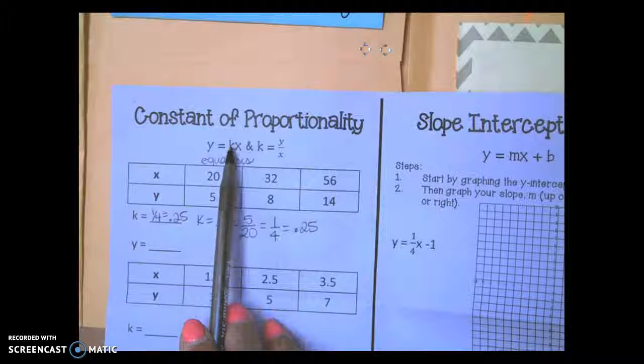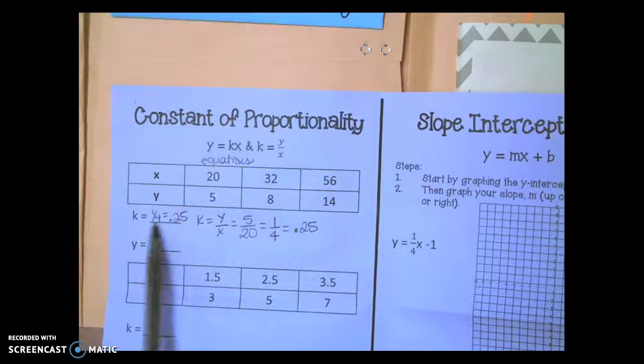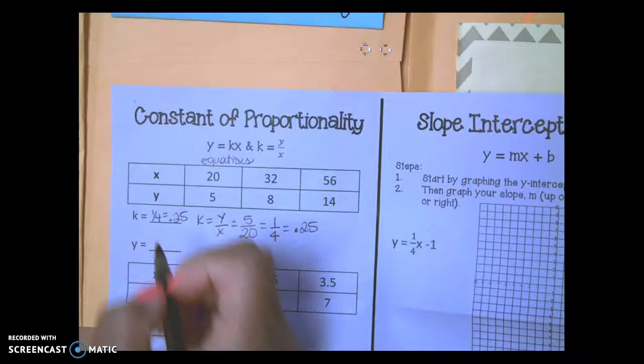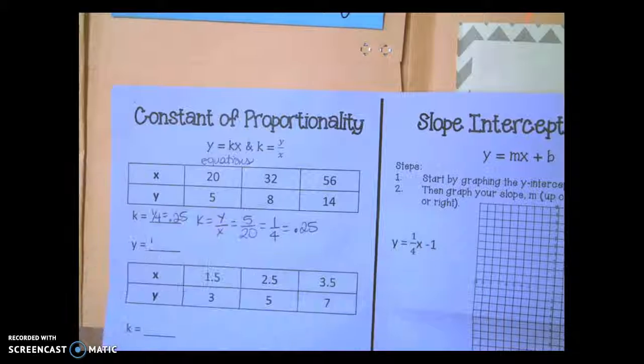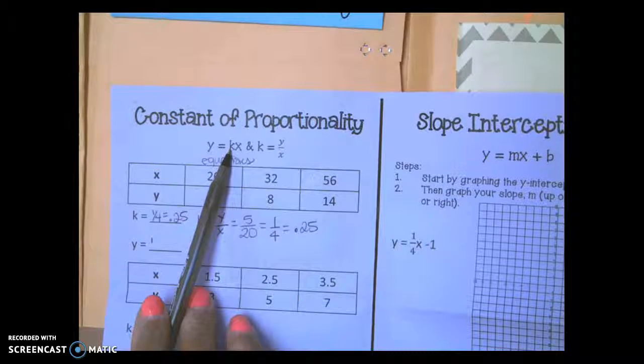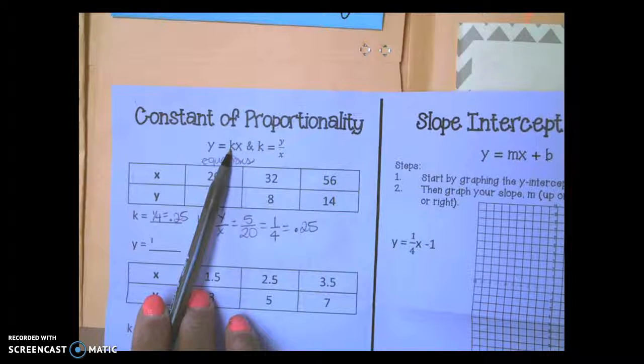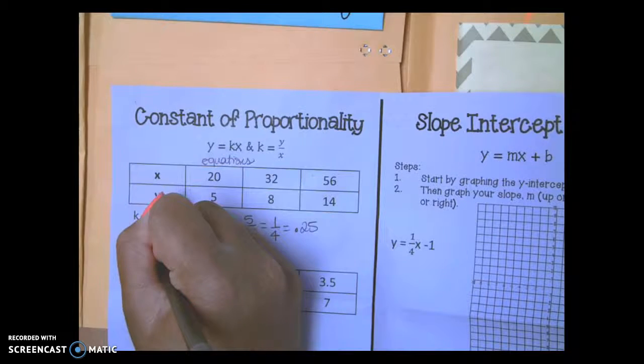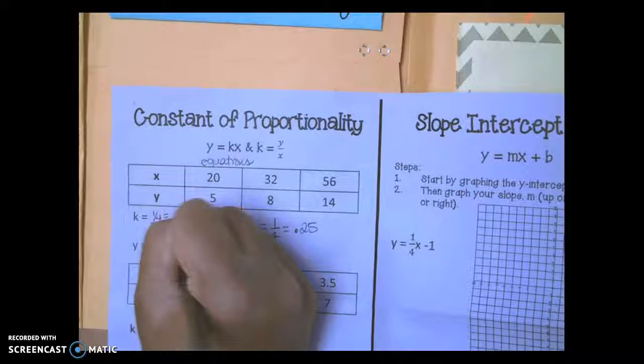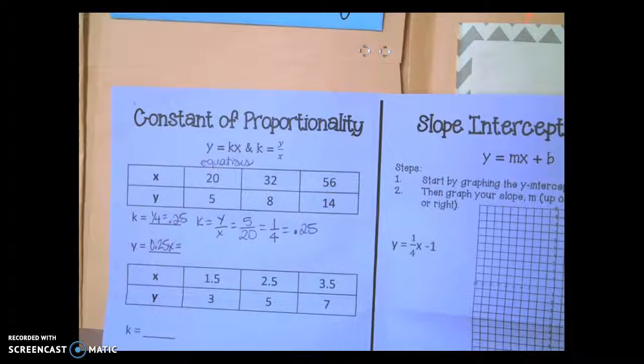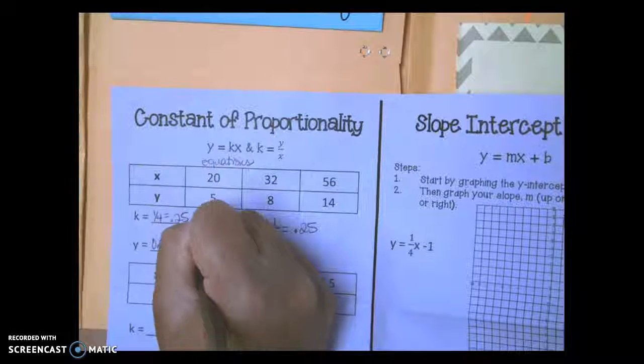Now for my equation, I'm taking out the letter k and I'm putting in its value. Y equals what? What is k? Yes, 0.25, next to what letter? Okay, I can do 0.25 and x. And what else does it equal? 1/4 x. Good.